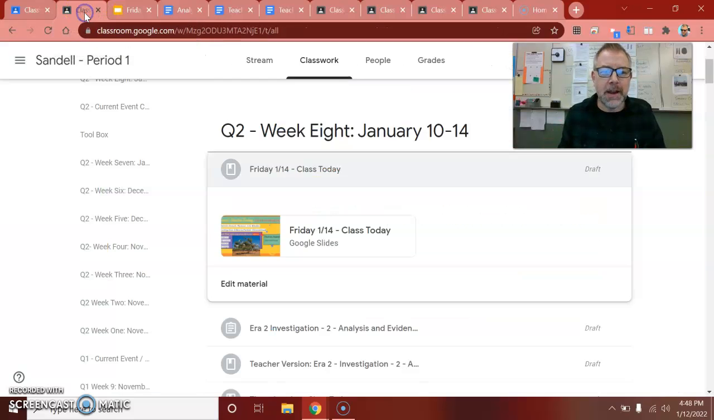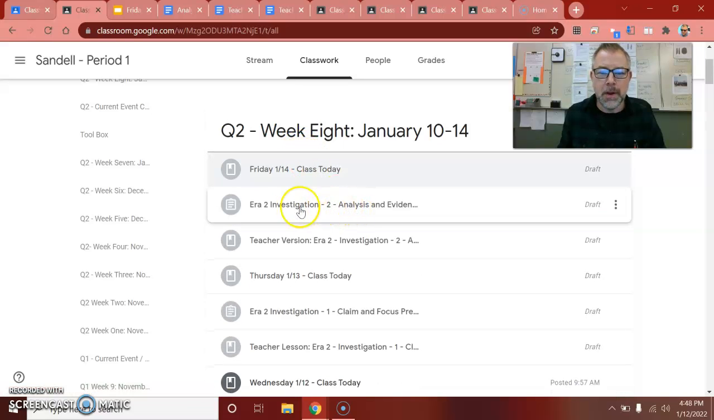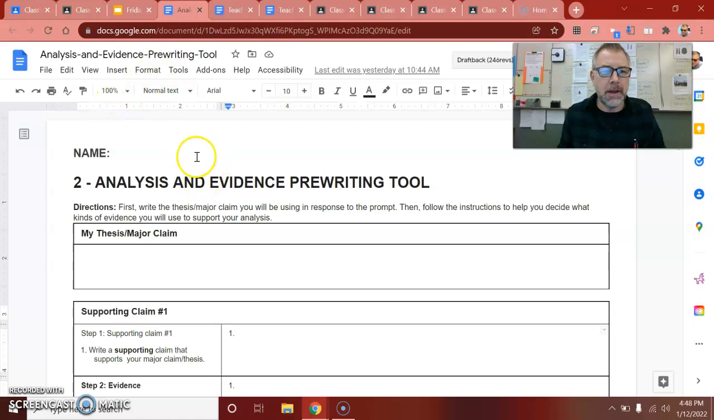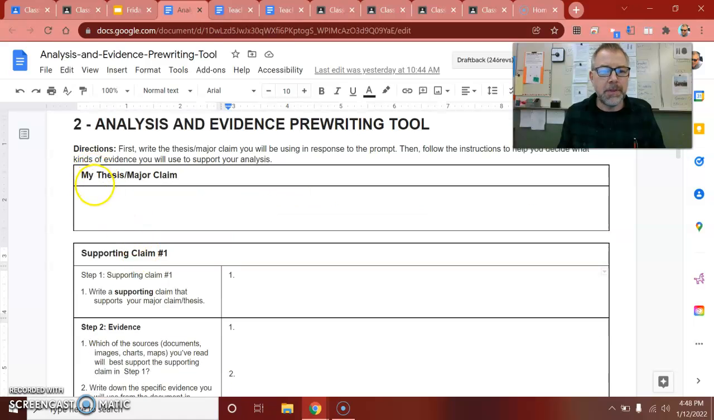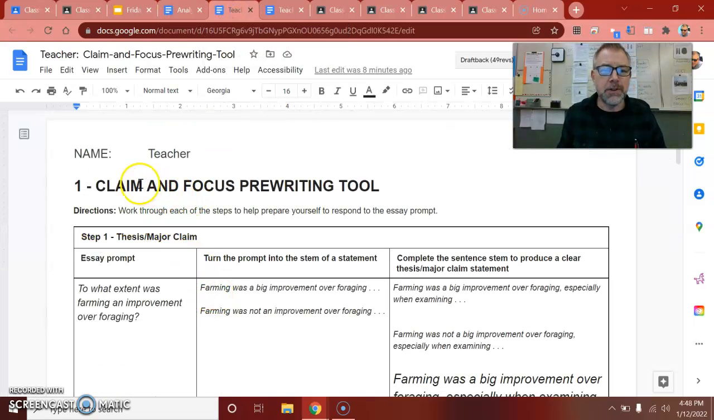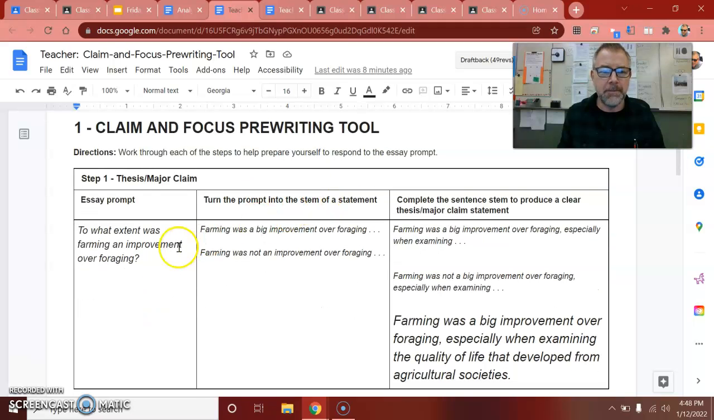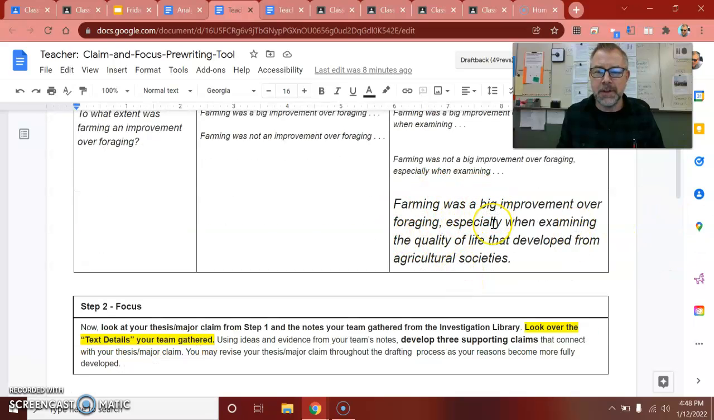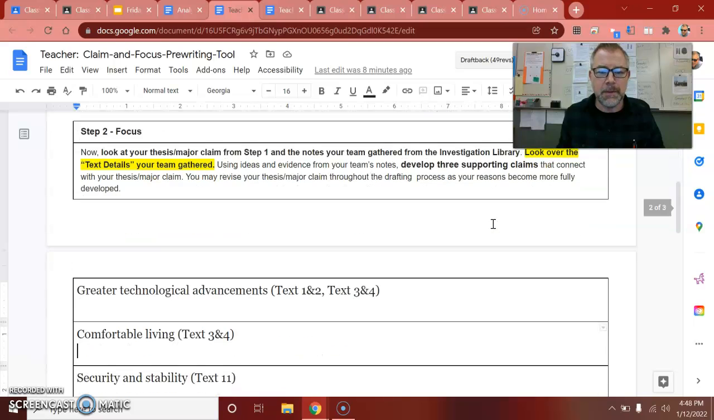So let's pop over, and I'd like you next to open up your analysis and evidence pre-writing and open up yesterday's claim and focus pre-writing. And I have this open here already. You'll see it says analysis and evidence pre-writing tool. And it asks you to put the my thesis major claim in first. So you're going to want to go to yesterday's document, and I have my teacher version of the claim and focus pre-writing tool here, and kind of work through the essay prompt, turn it into a stem like we did yesterday, wrote a draft of a major claim or a thesis statement.